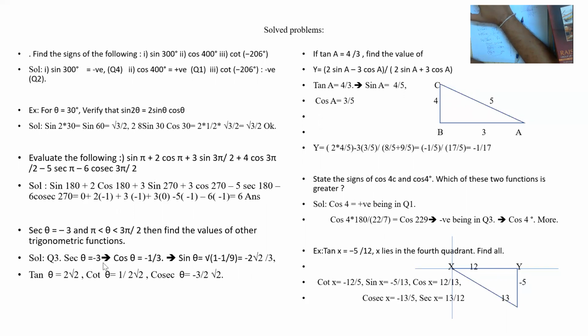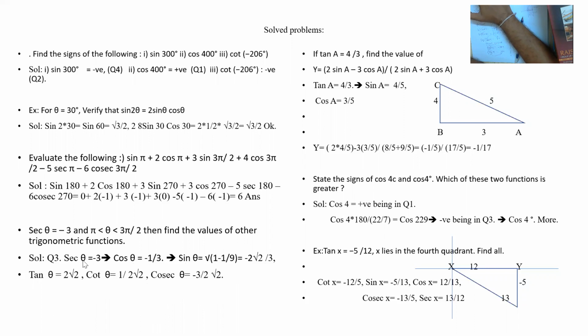So from secant theta we get cos theta. In the third quadrant it is also minus. From cos theta we get sin theta as root of 1 minus cos square theta. In the third quadrant sin theta is also minus. So tan theta is plus, cot theta is plus. Cosecant theta is 1 by sin theta, it is also minus. So we got all the values from this. Or we can find tan from secant square theta minus 1.